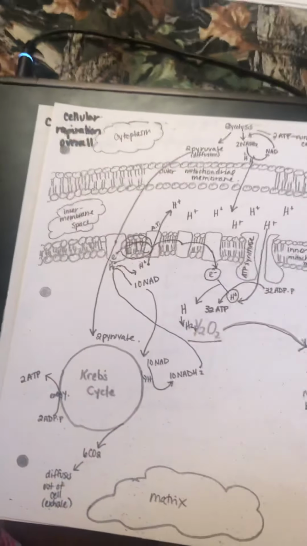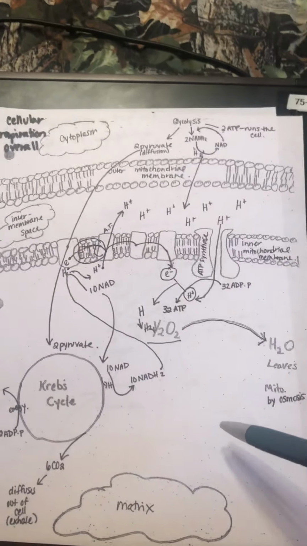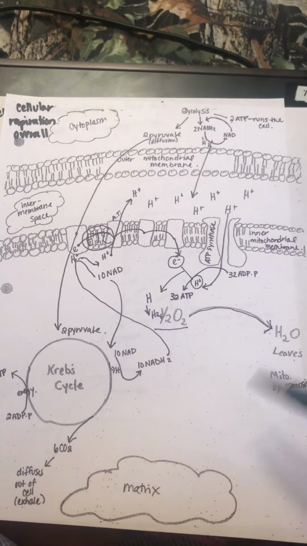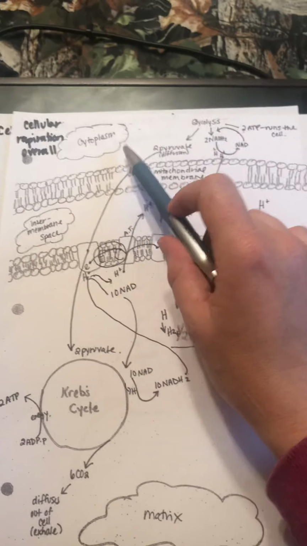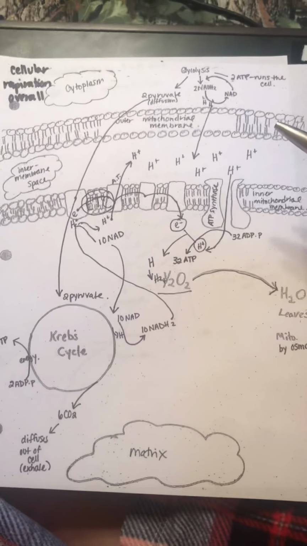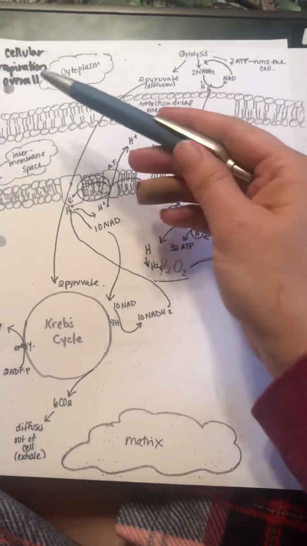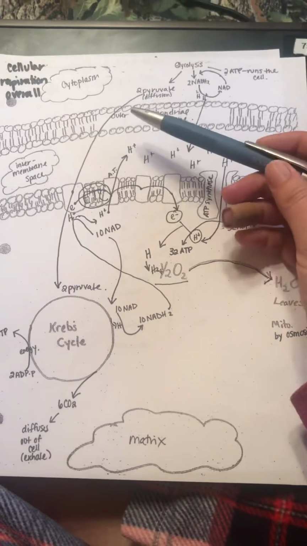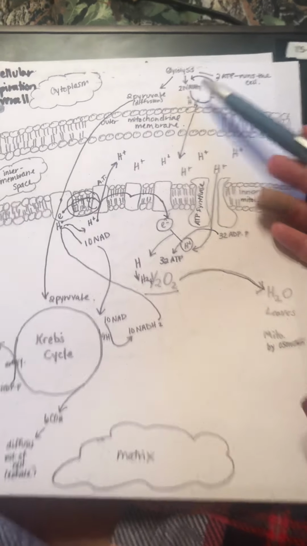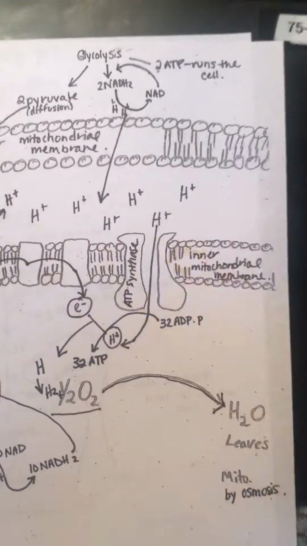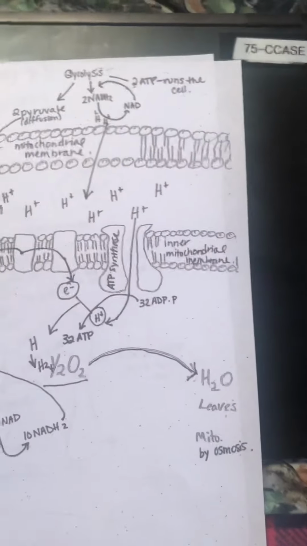So the first process involved in cellular respiration, and this happens in both plants and animals, happens in the cytoplasm of the cell. So not necessarily in the mitochondria or the chloroplast, it's happening outside of the mitochondria and chloroplast, in the cytoplasm. So that process is called glycolysis. Glycolysis is actually the process where we're going to split glucose into two parts.